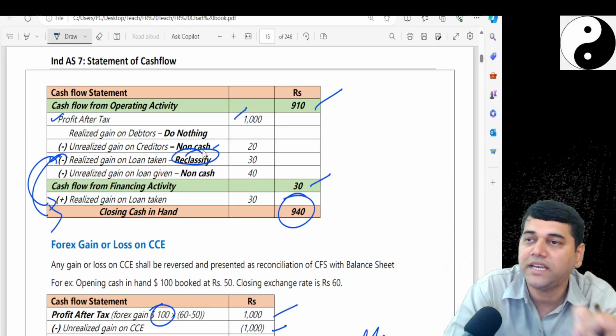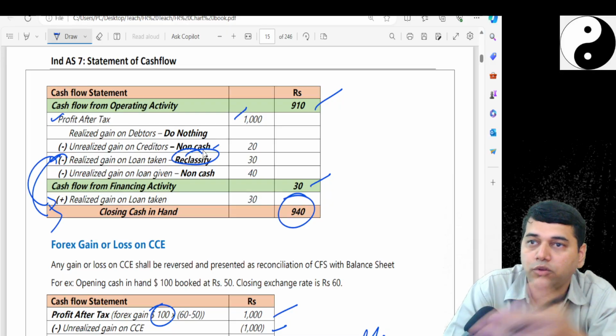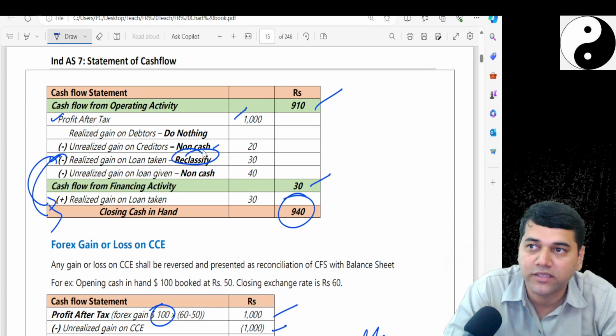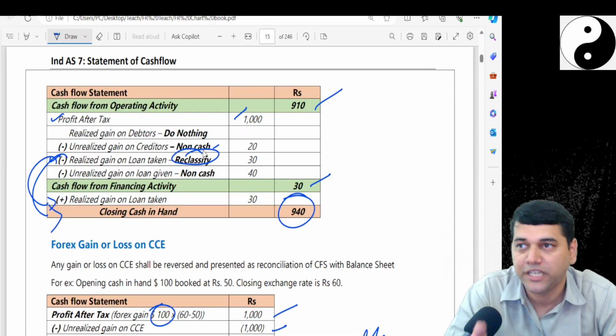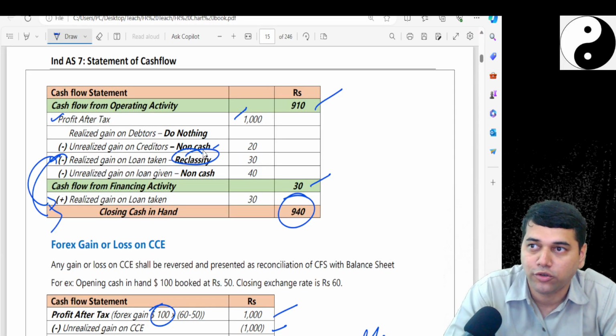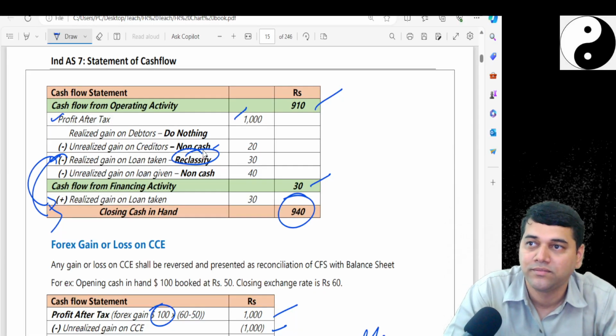No, where? At the end of the year, your cash is in INR only. Did you have any dollar there? Euro was there in your hand. In the previous example question, did we have any euro in your hand? No, it was only a sundry transaction.